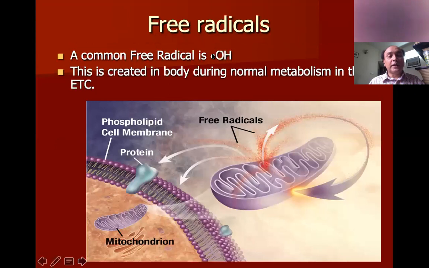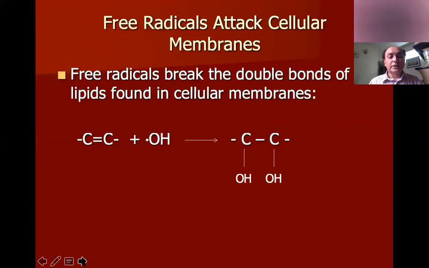A common free radical is this, you see, which is created in the body during normal metabolism in the electron transport chain. So it is naturally released from the mitochondrial membrane during the electron transport chain, for the generation of energy.